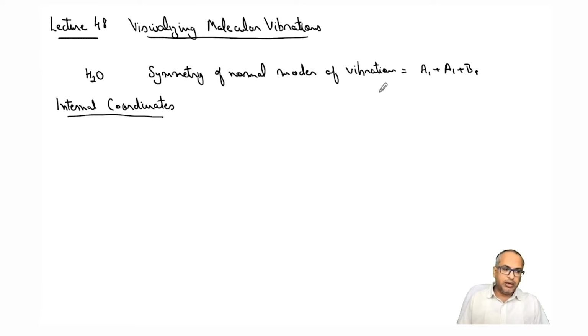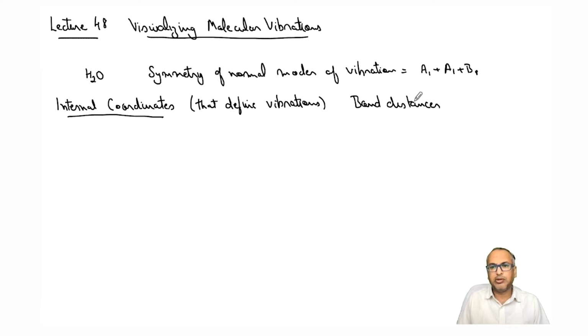So what are internal coordinates? Internal coordinates are those that define vibrations. These are bond distances, or you can say change in bond distance also, bond angles, which is theta, and torsional angles, let us say these are phi.